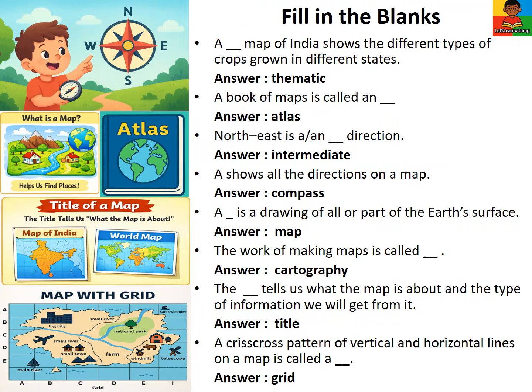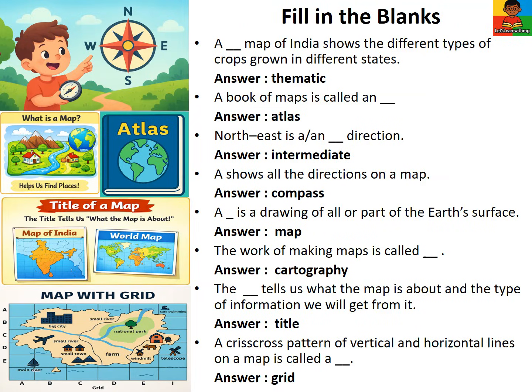Let's fill in the blanks. A blank map of India shows the different types of crops grown in different states. The answer is thematic. A book of maps is called an blank. The answer is atlas. North-east is an or in blank direction. The answer is intermediate.